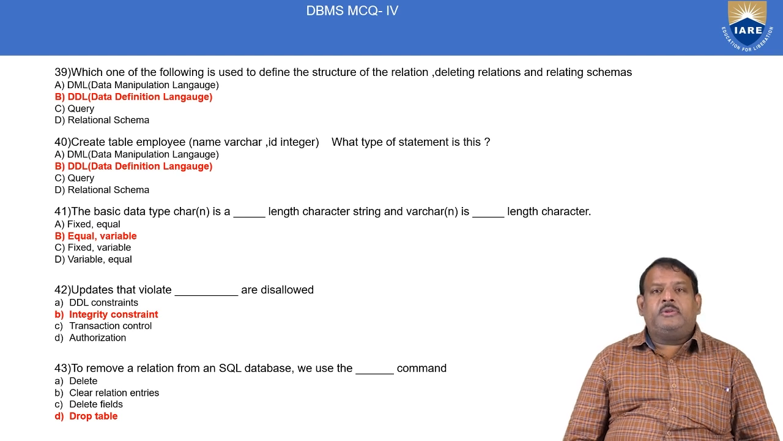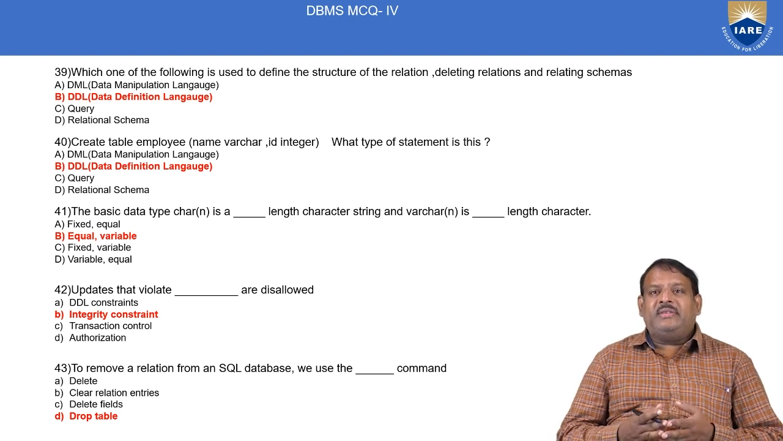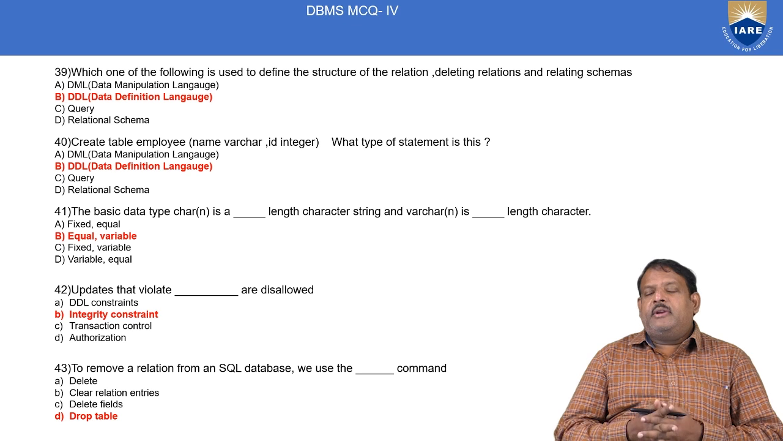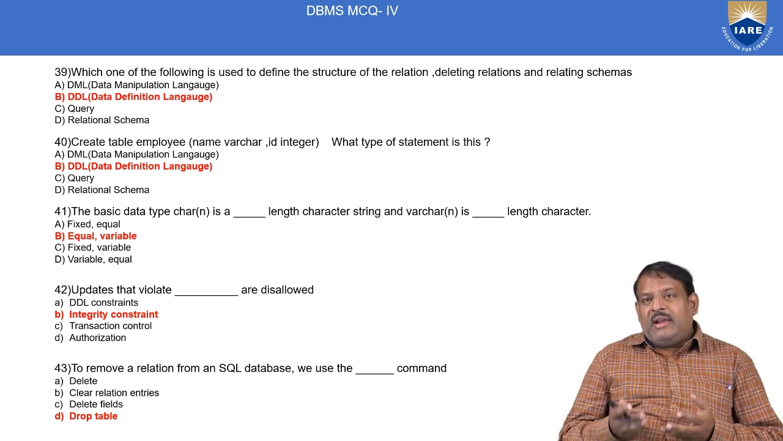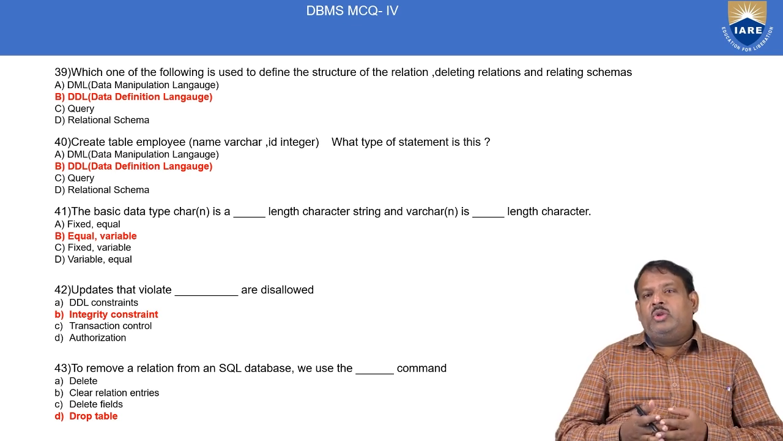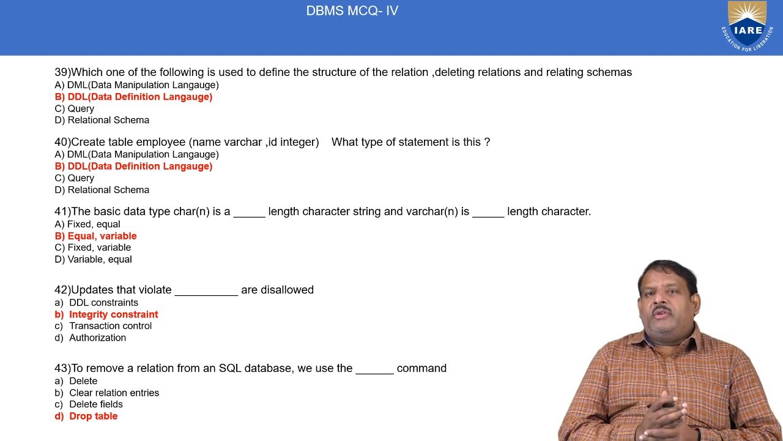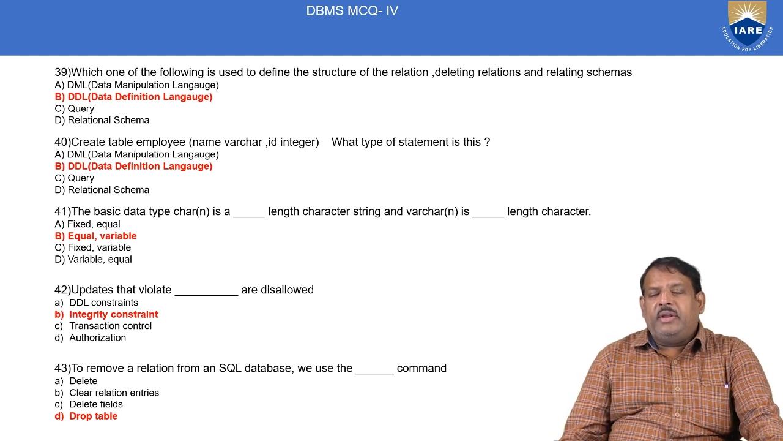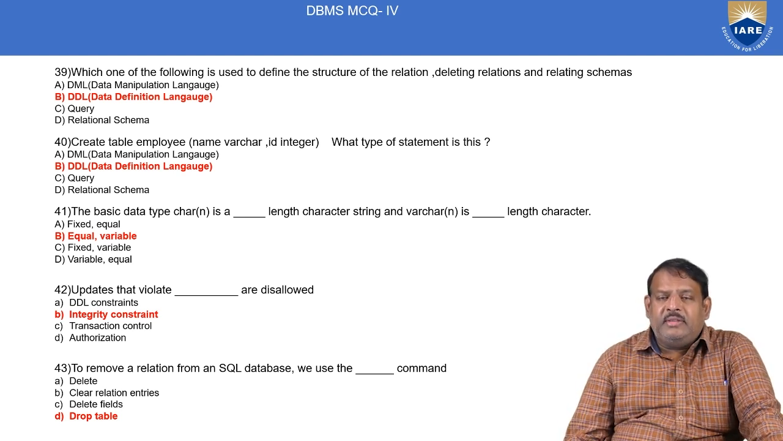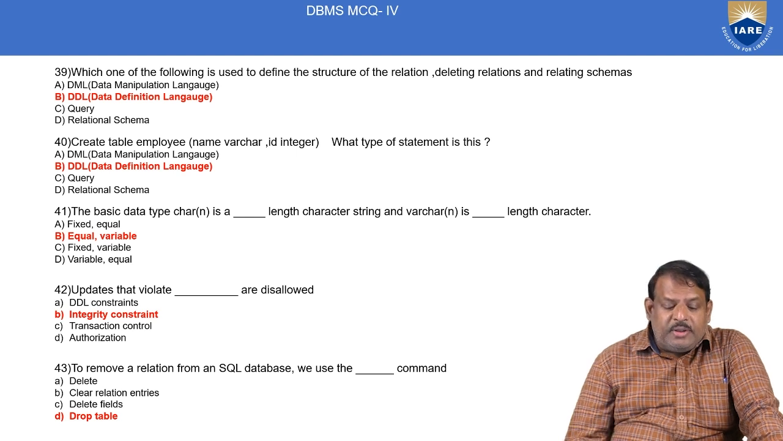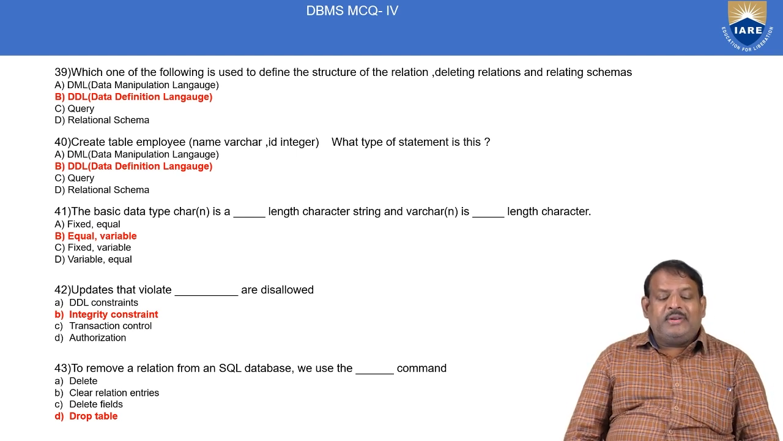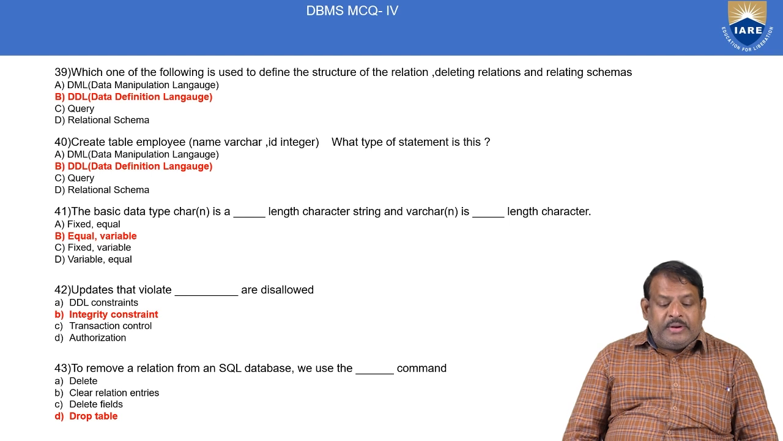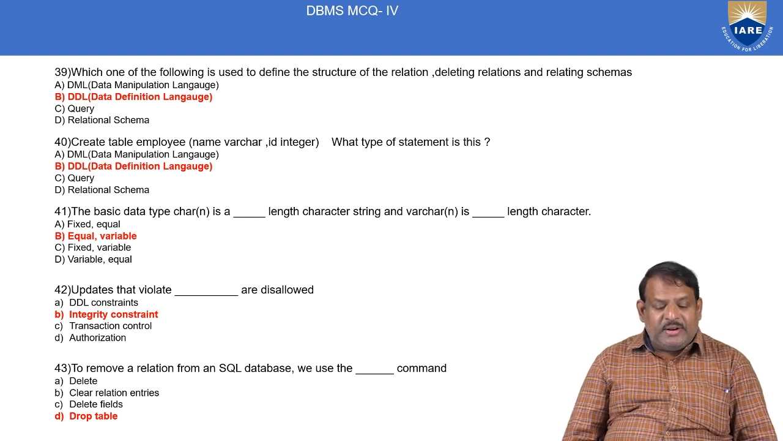The 42nd question: updates that violate or disallow. So what is an update statement? The existing values you want to update. Suppose you got marks of 50 and you go for reevaluation, recorrection or recounting, then the marks increase. Then you have to update the marks. Now, updates that violate or are disallowed by: DDL constraints, integrity constraints, transaction controls, or authorization.